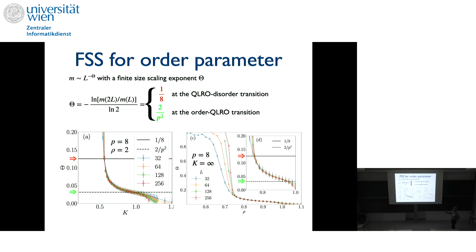And this shows the effective exponent of the order parameter finite size scaling. It's varying the inverse temperature here. As I said before, there are two universal values, 1/8 and 2/π², which is a guideline of the KT transition. And as you can see, I can clearly see the phase transition point here, which is the point where we have the vortex anti-vortex unbinding transition.